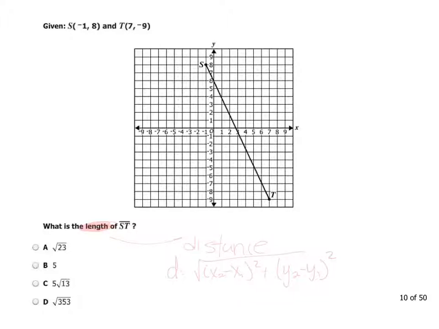Okay, so you got the coordinates here. So the coordinates of T is going to be 7 and negative 9. The coordinates of S, negative 1 and 8. When you put it in the distance formula, you get the square root of 353, which is choice D.